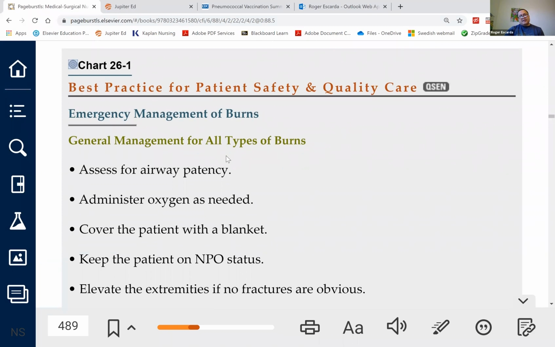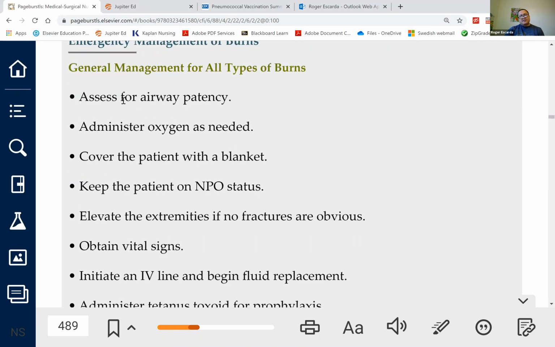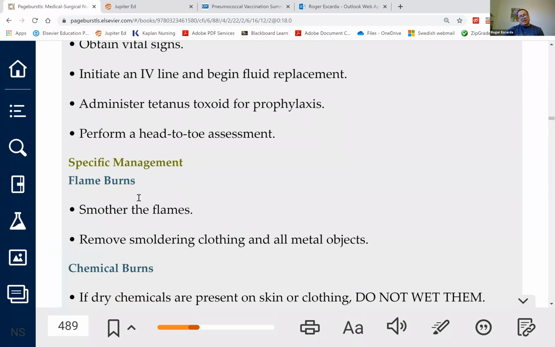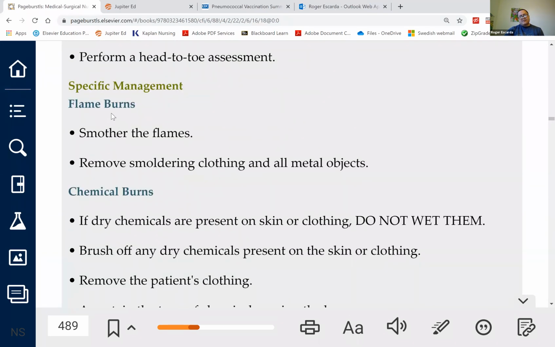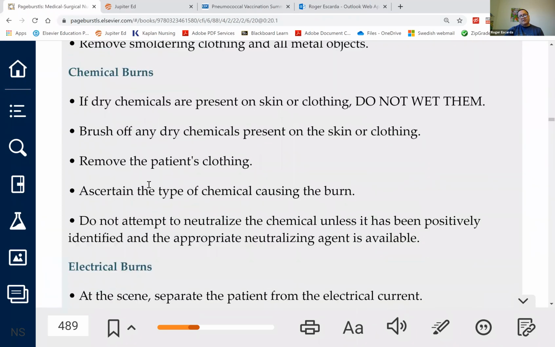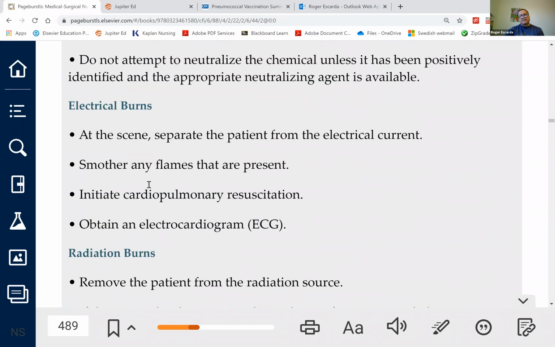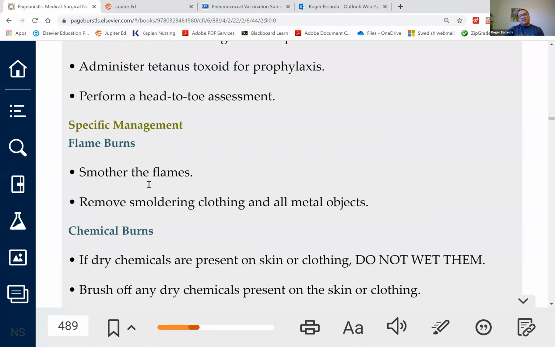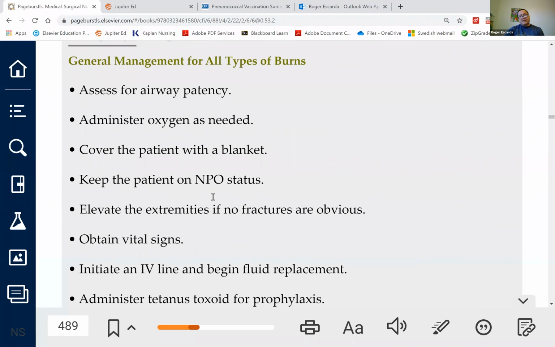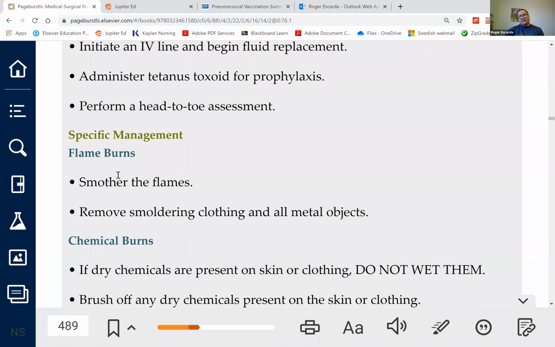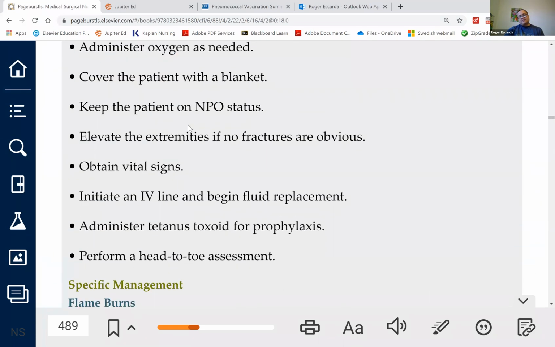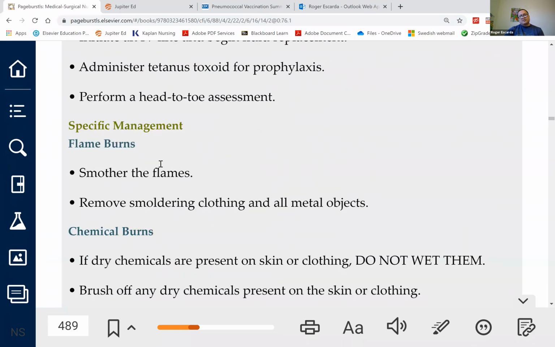The first part here says general management. It says ABC, right? But when you go here, specific management, this is specific now for each type of burn. So we have flame burns, chemical, electrical, and radiation. However, when you do this, so let's say airway patency and give oxygen, right? If the patient is on fire, you can't put oxygen, right? So it's impossible to do that.